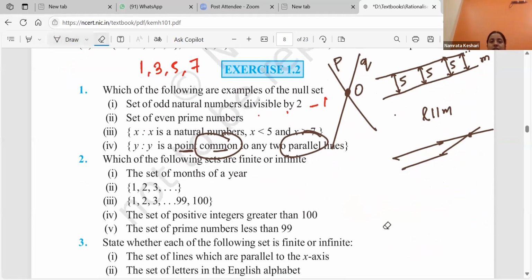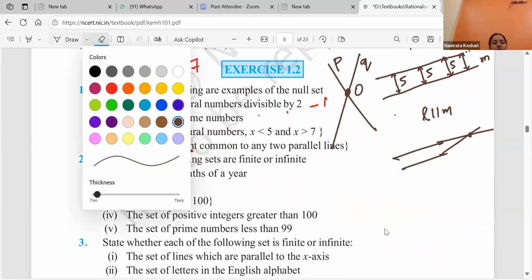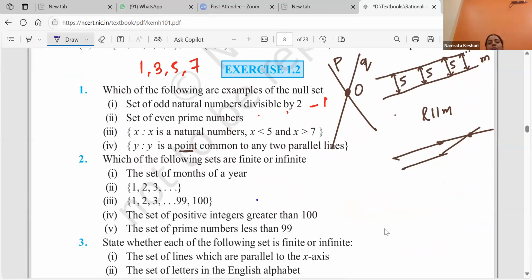Finite or infinite set, these are two different types of set. The name says all about itself. Let's see. The first one, the set of months of a year. If you have to make the list of months, you will be able to make the list, and there will be finite elements, right? Next one, clearly you can see 1, 2, 3 and then dot dot dot, it keeps on going till infinity. So this is infinite.